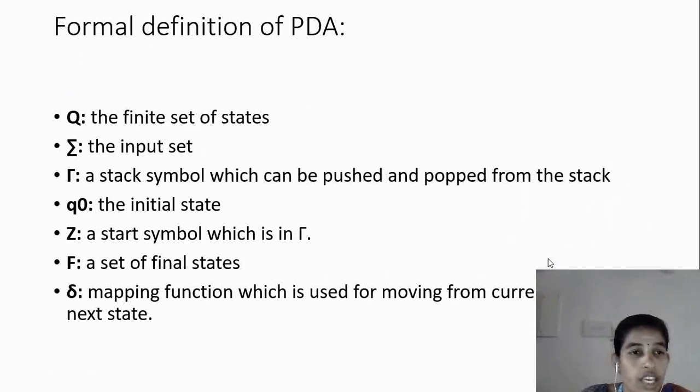These things are needed to develop the PDA. Mostly Q, sigma, the starting state Q0, final states F, and the mapping function are common to both PDA and finite automata. The new symbols here are your stack symbols and the stack's starting symbol, that means the top of the stack symbol. These two things are added.